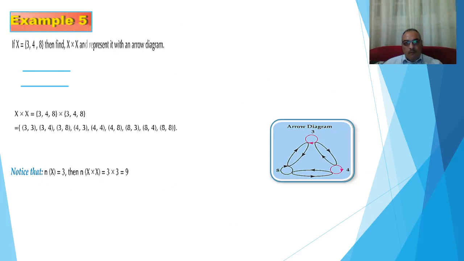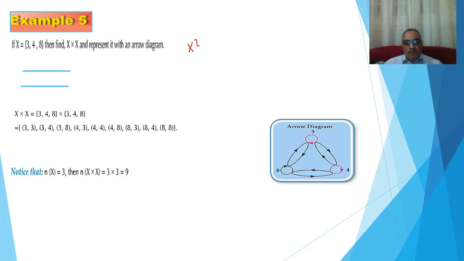Example 5. We have X = {3, 4, 8}. Then find X product X, or X squared, right? So X cross X.